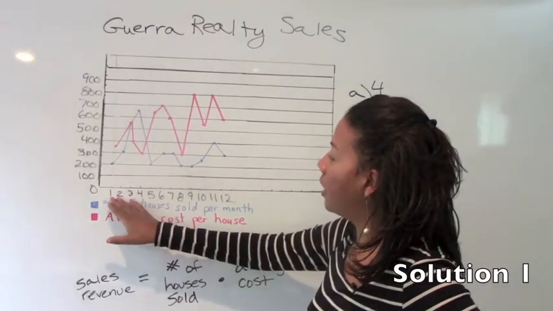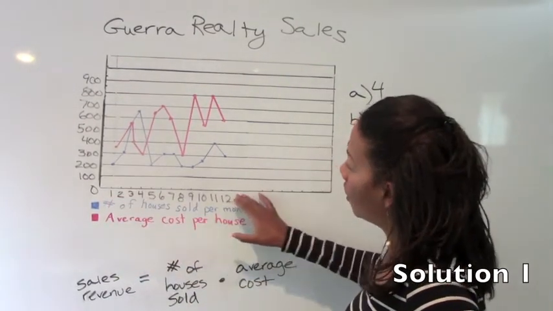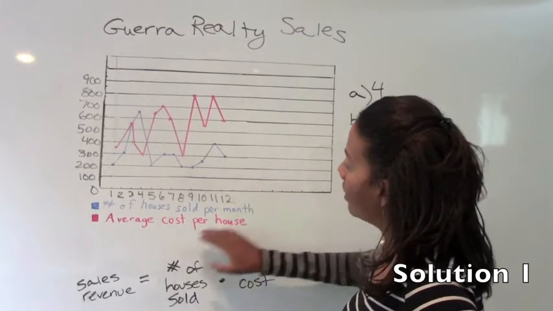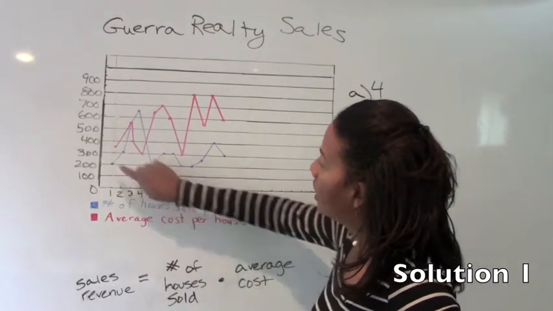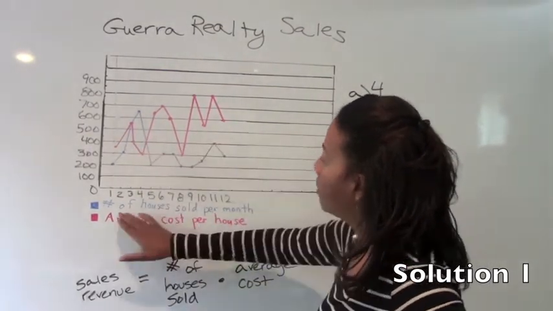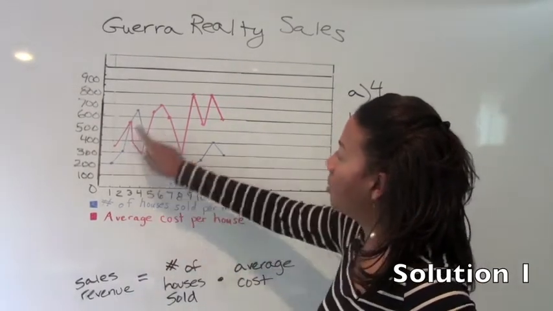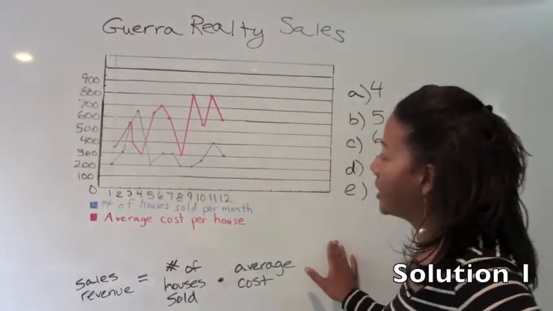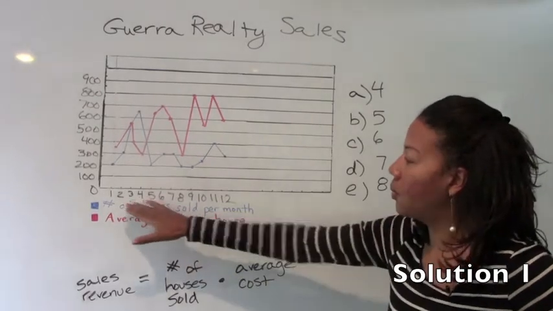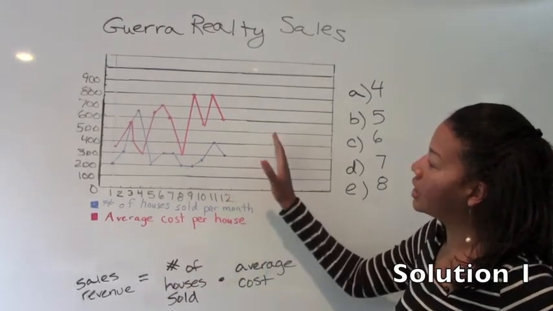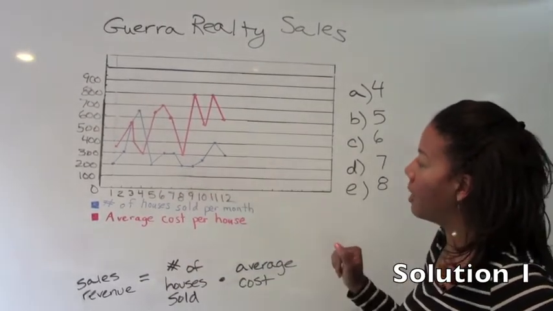So for number one, we're given a chart with GRE Realty sales, and across the bottom we are told what each month represents over a 12-month period. The average cost per home is this red line, and the blue line is the number of houses sold per month. And the first question asks us for the month from 1 through 12 that has the lowest revenue that came in for the month.